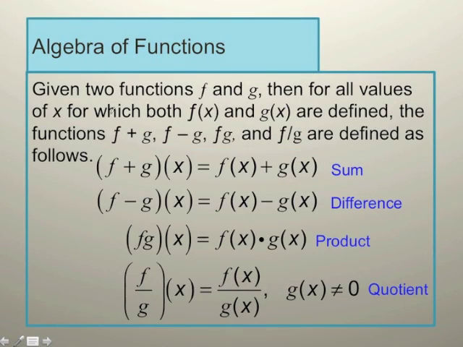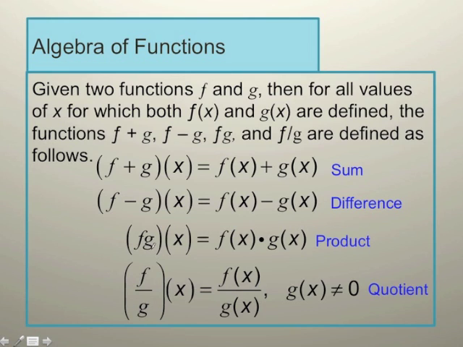The algebra of functions. Given two functions, f and g, then for all the values of x for which both of them are defined, the functions f plus g, f minus g, f times g, and f divided by g are defined as follows. f plus g of x is really f of x plus g of x. f minus g of x is really f of x minus g of x.